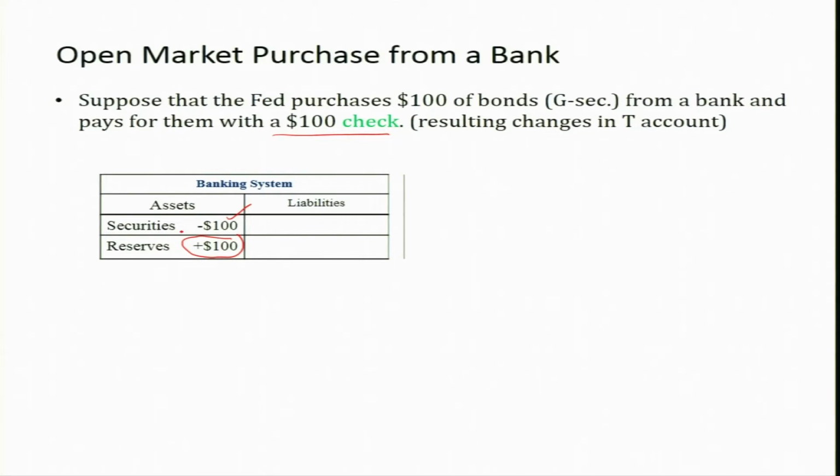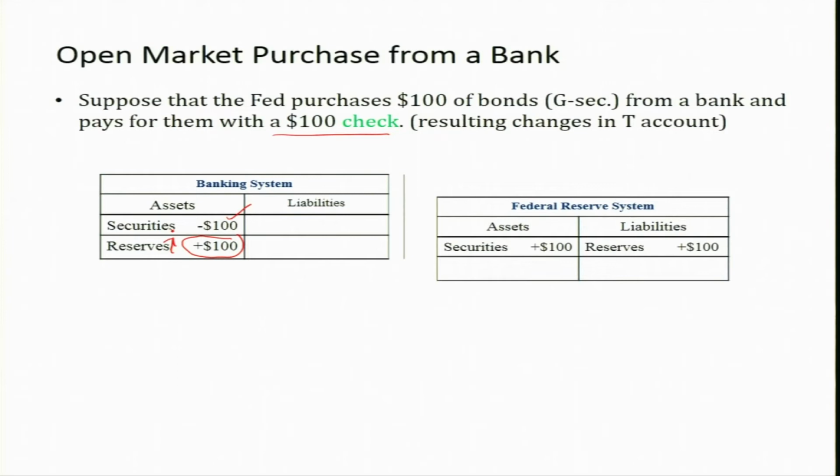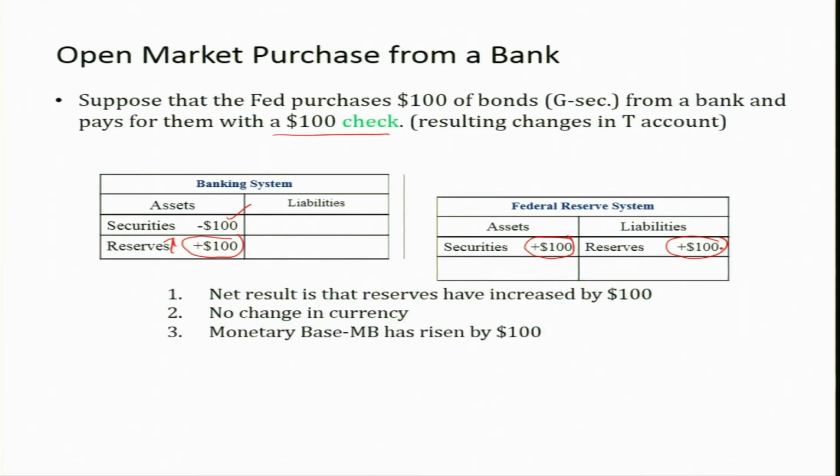And we can see that in the banking system, there is immediately an increase in the reserves by $100. How about the Federal Reserve System? You can see that Federal Reserve System assets have increased by $100. When they are getting this asset, they have to credit $100 in the account of the bank who sold this security to the Fed. That means the liability of the Federal Reserve System is increased by $100. So the net result here is that the reserves have increased by $100.